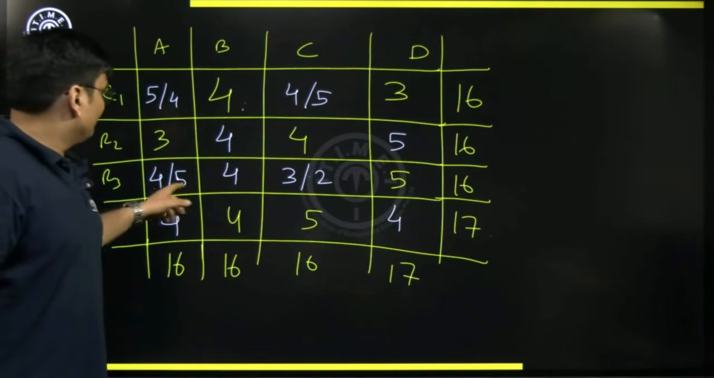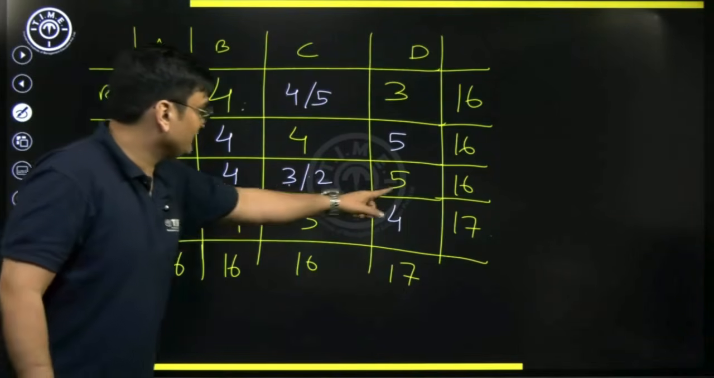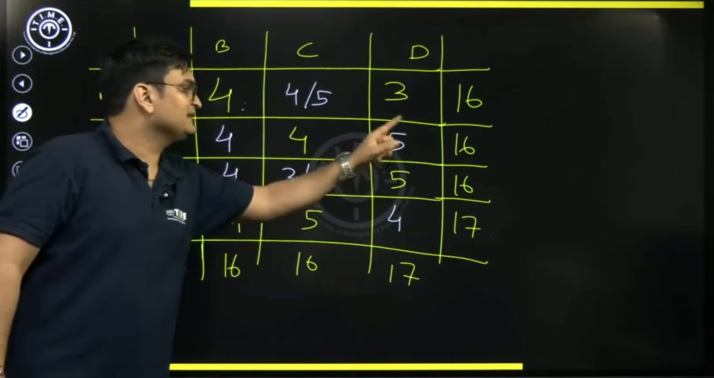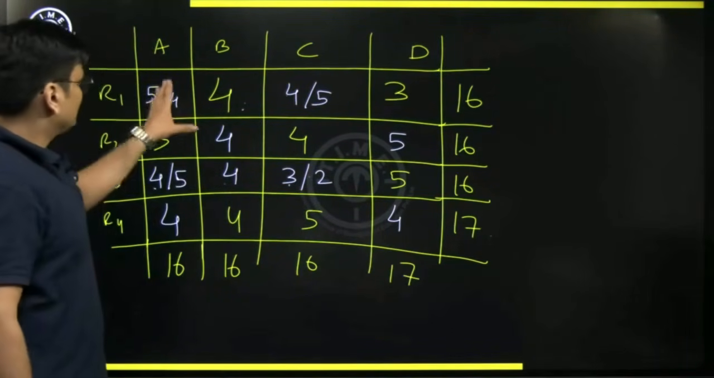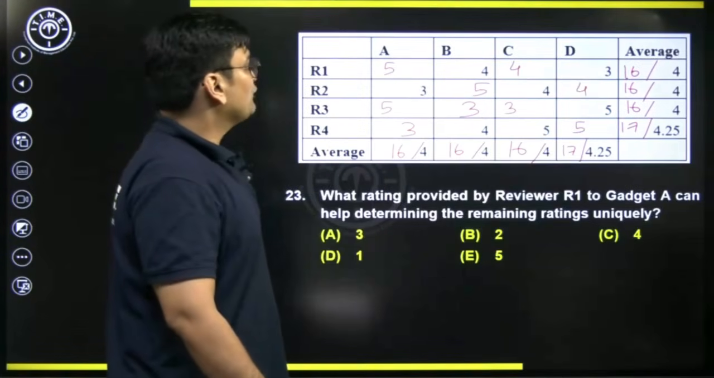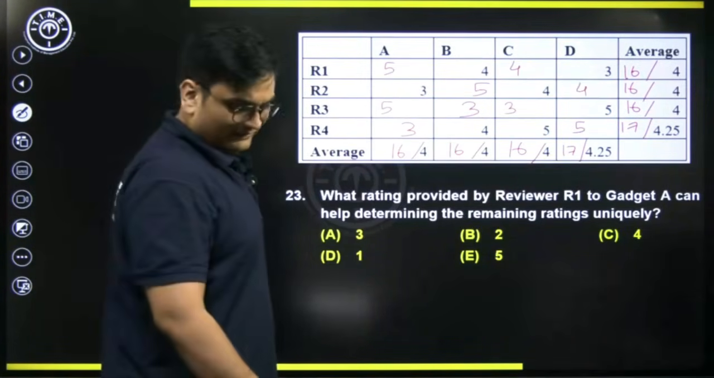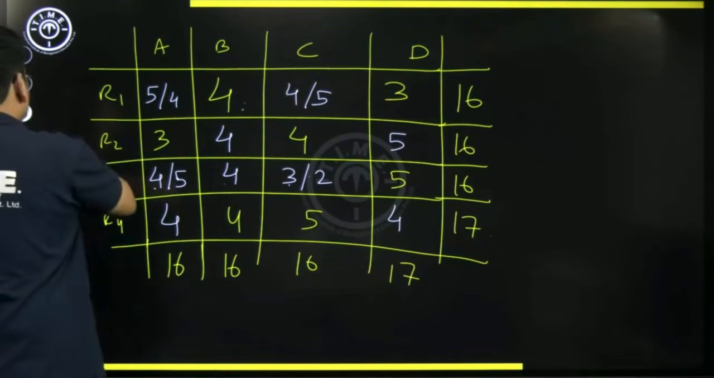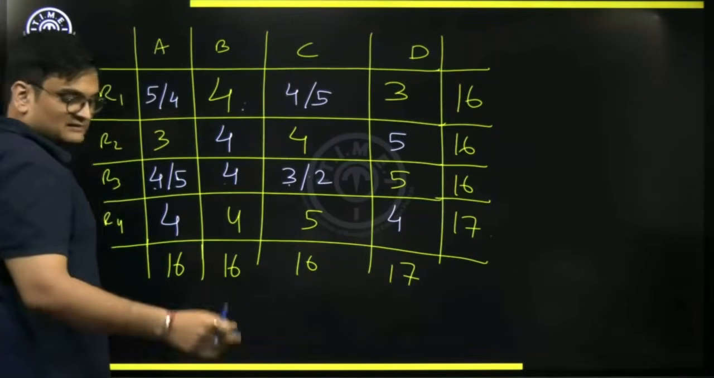If you add them all, 4 and 4 is 8, 8 and 3 is 11, 11 and 5 is 16, that is alright. 5 and 4 is 9, 9 and 2 is 11 and 5 is 16, that is alright. So these are the possible ways in which the ratings could be decided. So overall we have 3 cases. Here we have 1 case and here we have 2 cases as we see. Now based on these tables we will try to answer the questions.